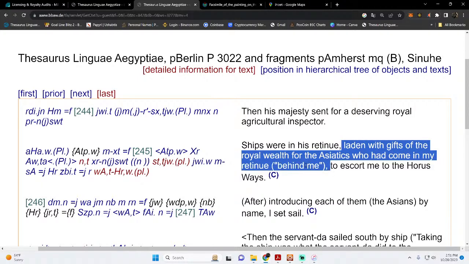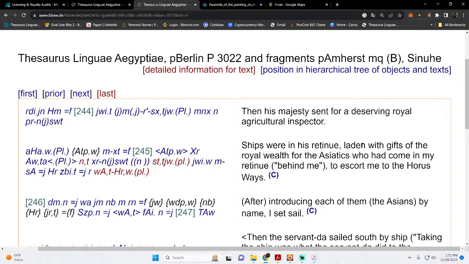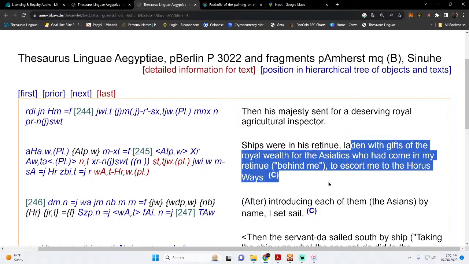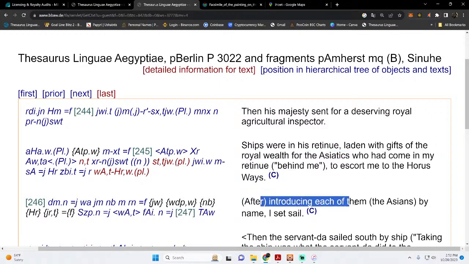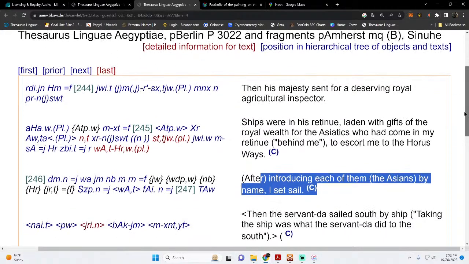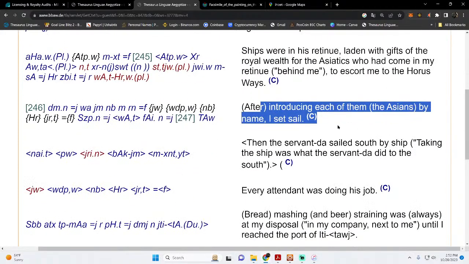All right, so behind me, that's your retinue, your group, to escort me to the Horus way. So he had some ships for the Asiatics who came with him to escort him to the way of Horus. After introducing each of them, the Asians by name, he set sail. So he got ghost. So he's no longer about to be an Asiatic. He introduced them to each other. After introducing each of them by name, I set sail.